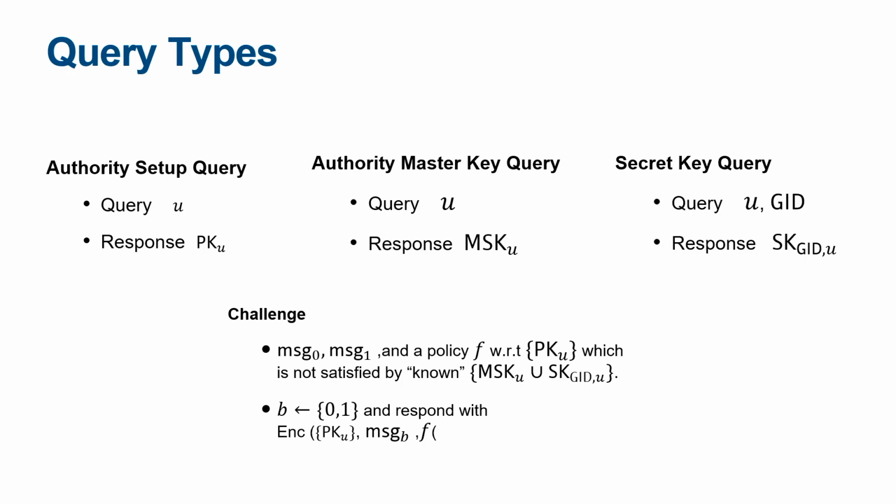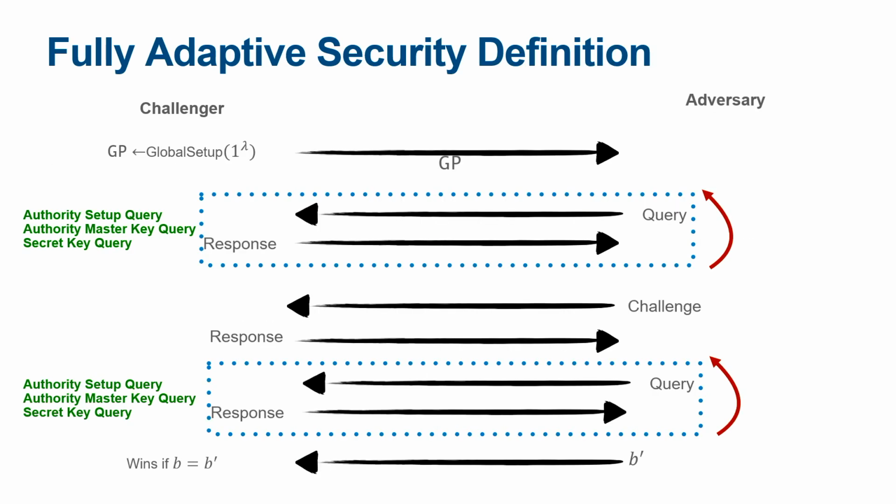And the challenger chooses one of the messages at random and encrypts the message with respect to the policy along with the public keys. So this is the strongest definition you can imagine. We call it fully adaptive security. It allows for all types of queries at any point in time. Every sequence of adaptive queries the adversary makes could be any query from: set up an authority, corrupt an authority, or generate a secret key. So this is the strongest definition.